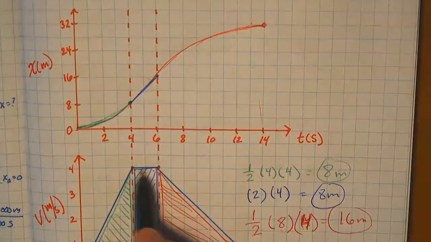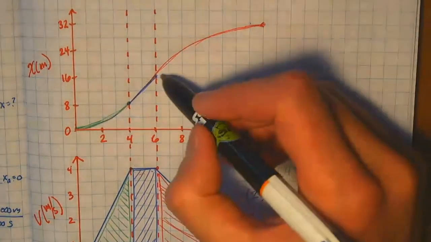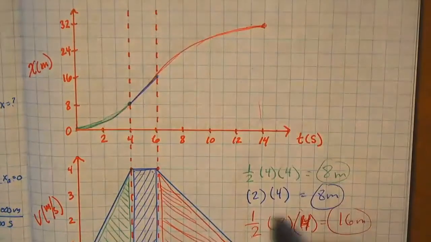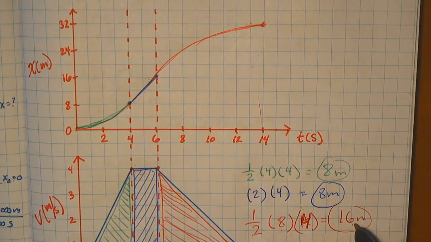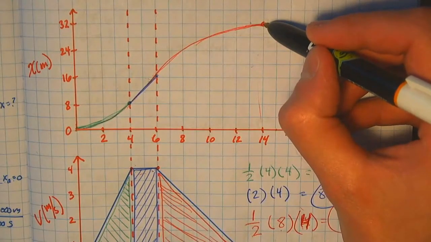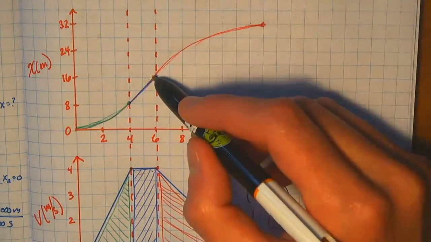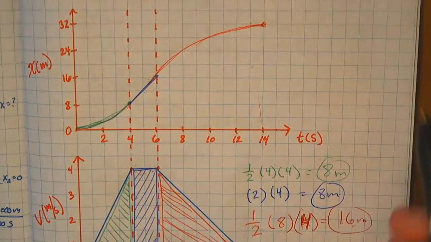The fact that we're traveling at a constant velocity told us that it was a linear line. And then during the next part, we found that the area of that is 16 meters. So then we went another 16 meters. That told us that ultimately, after 14 seconds, we are at 32. And because you're slowing down, the line has to get flatter and flatter and flatter. So that's how that part happened.